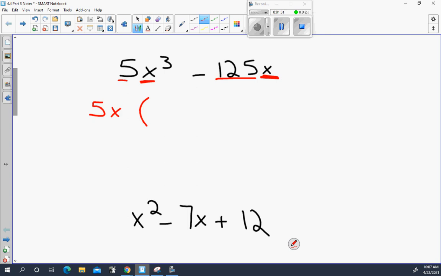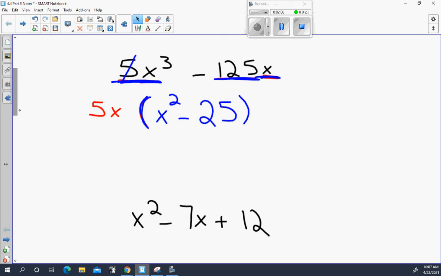What's left over if I take a 5x out? The 5 goes away. One x is taken away, so x squared. Then we have minus, well, I took a 5 out of 125, so it's 125 divided by 5. 25. And then I took that x out, so there's no more x's.